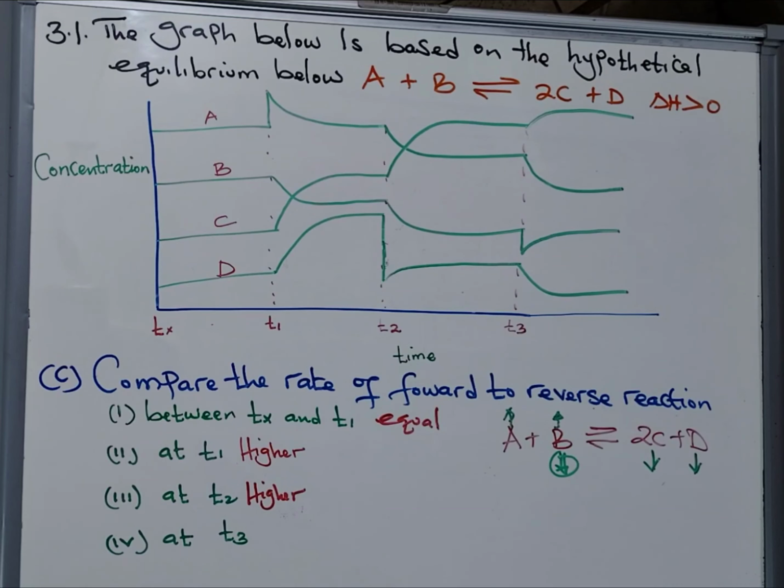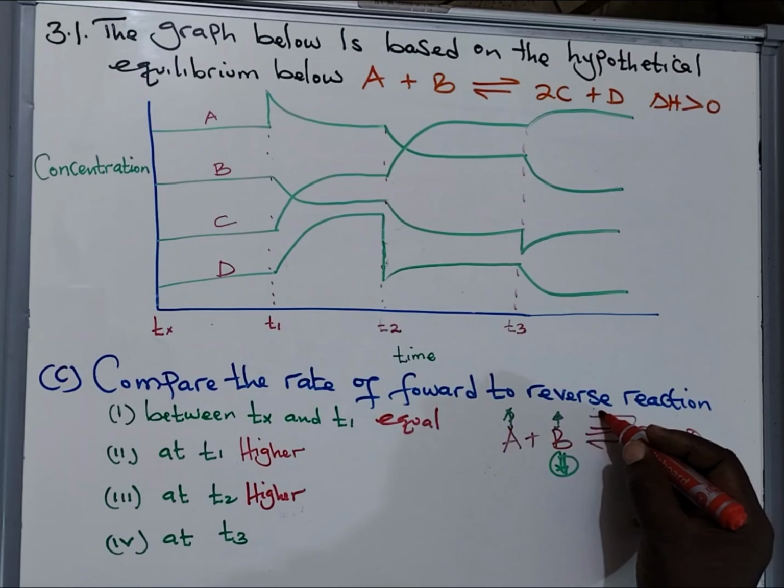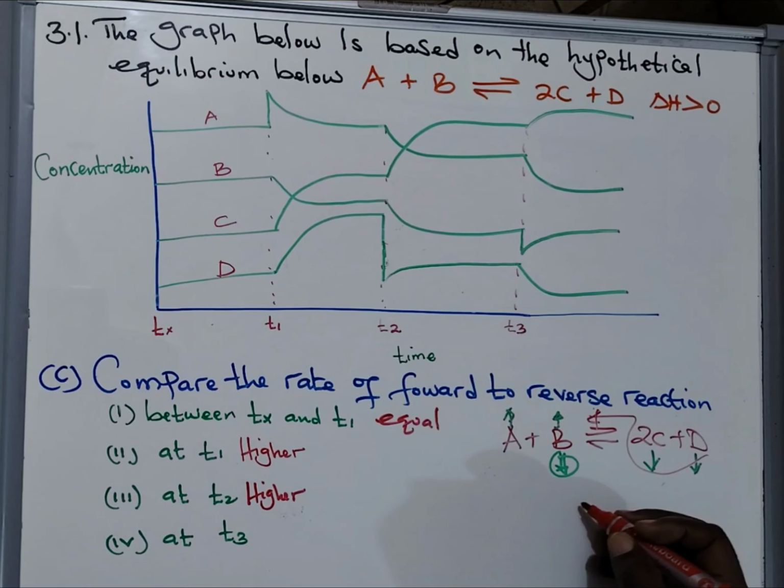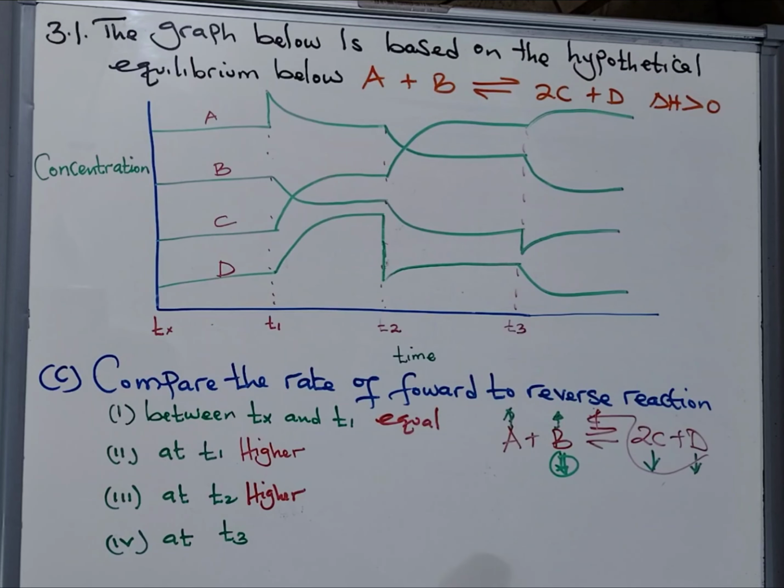Okay. And from here, what do we do? You determine the position is from low to high. What does that mean? It means that reverse is favored. And when reverse is favored, the implication is that reverse reaction is higher than the forward. What does that mean? That forward is lower than the reverse. So the answer here is lower.